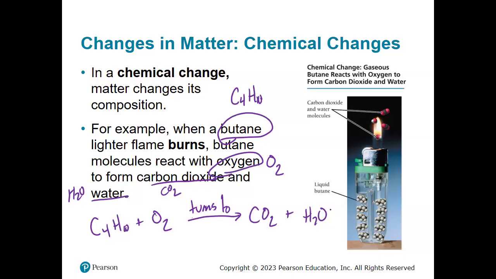Now, there are some things that we can look for along the way. We can look for things like the evolution of heat, the evolution of light, the formation of a solid when there wasn't one before, the formation of a gas where there wasn't one before. Those kinds of things are also good physical things that we can look for. But composition is really the thing that we need to be focusing on.